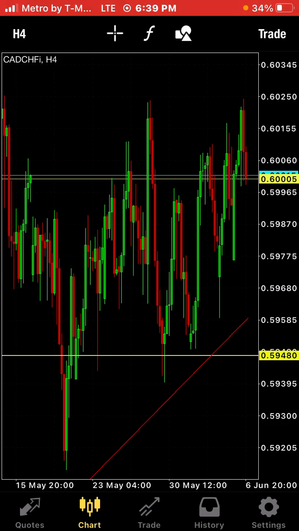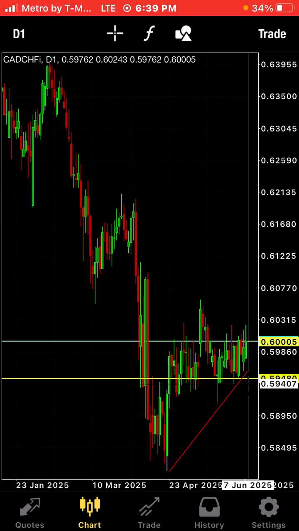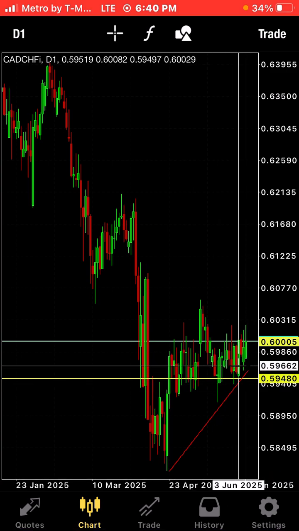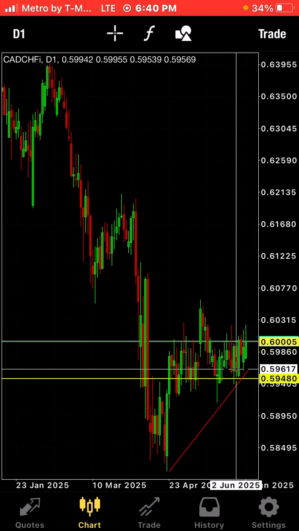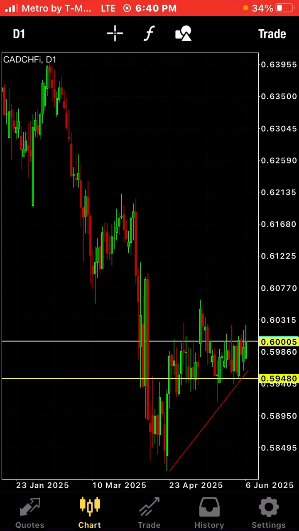The entry, you always want to enter near the daily island, the points that make up a trend, or most recent daily candle if you can't get it at a great pip range. Okay, so that is my breakdown of Canadian dollar Swiss. Okay.